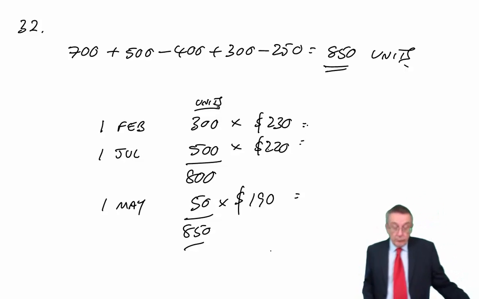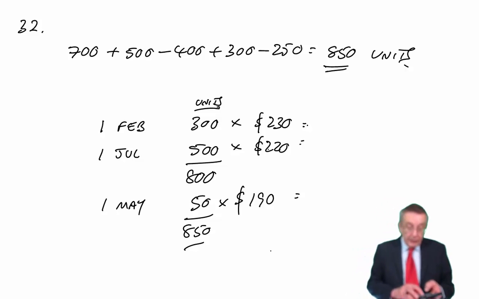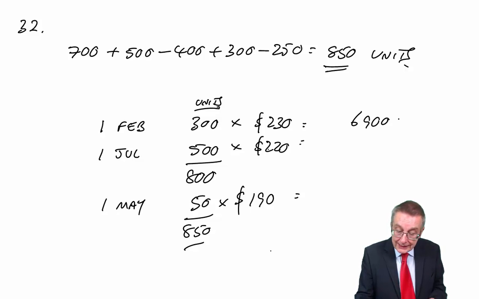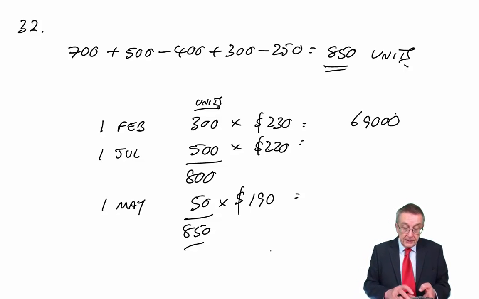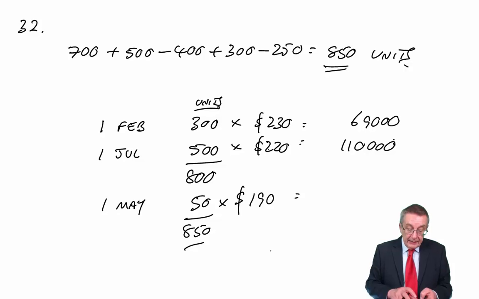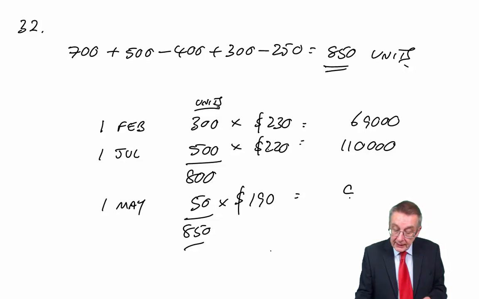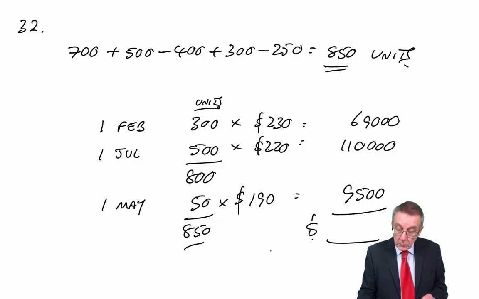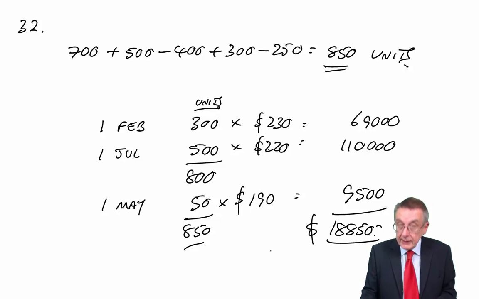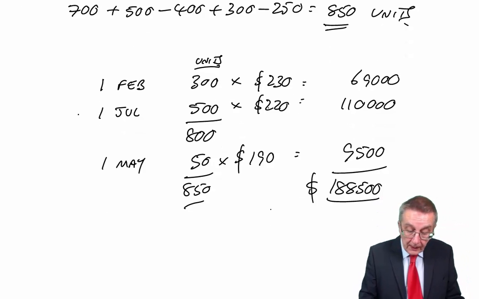And now it's simply multiplying up. 300 are valued at 230, sorry, 69,000. 500 are valued at 220, which is 110,000. 50 are valued at 190, which is 9,500. And so the total value is £188,500. Is that one of the choices? Yes, it is. The answer is A.